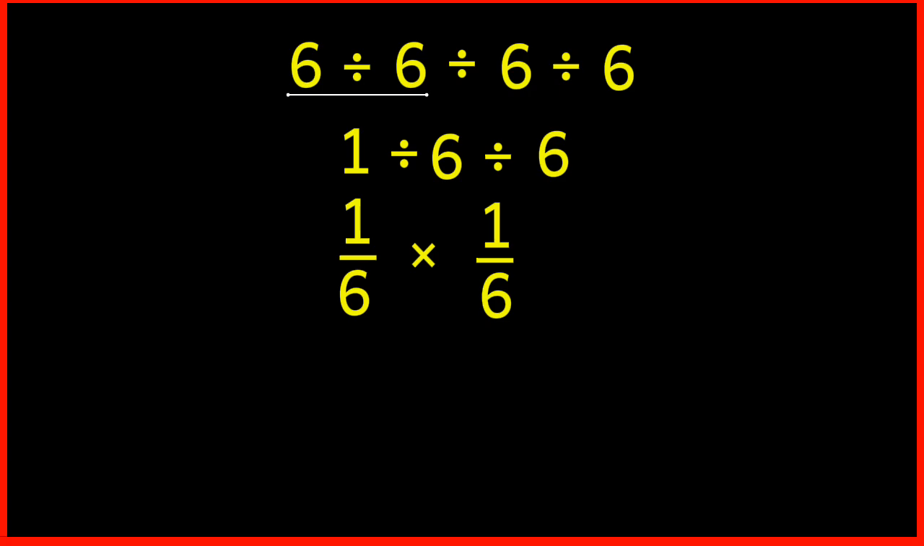Now multiply the numerators and the denominators. 1 times 1 equals 1, and 6 times 6 equals 36. So the result is 1 over 36.